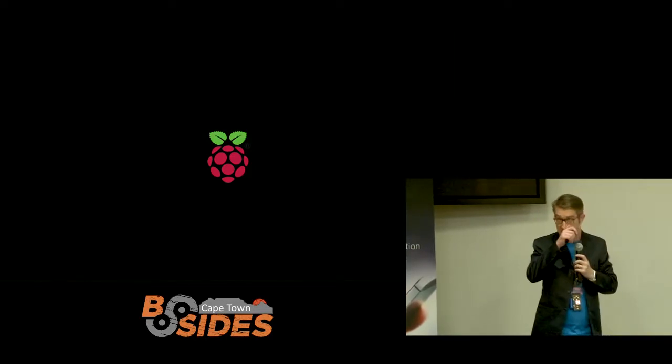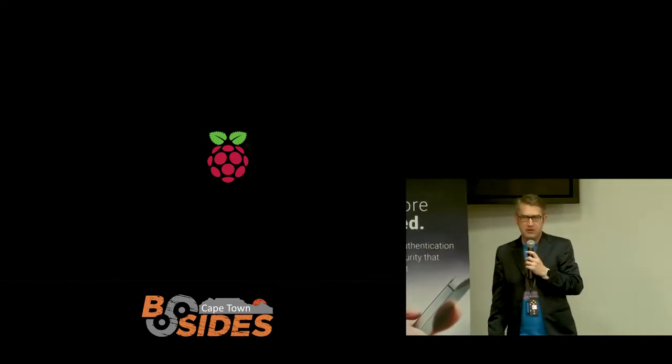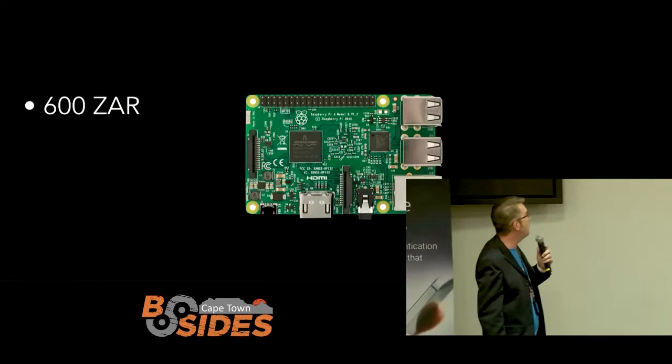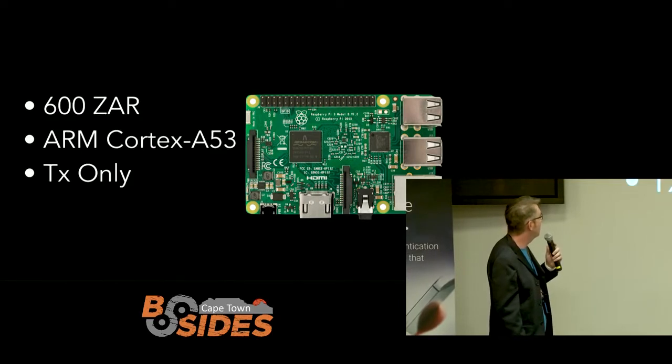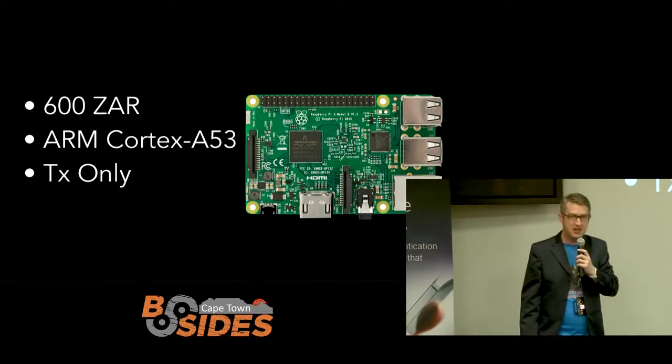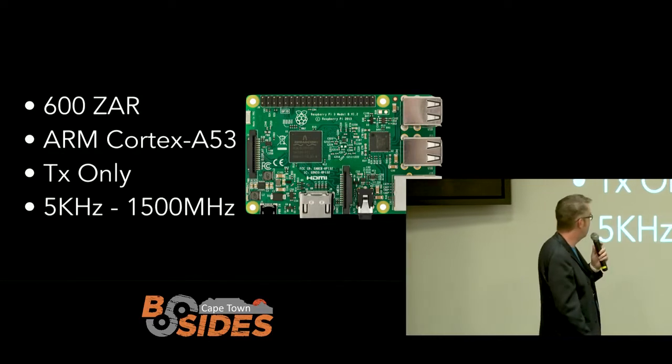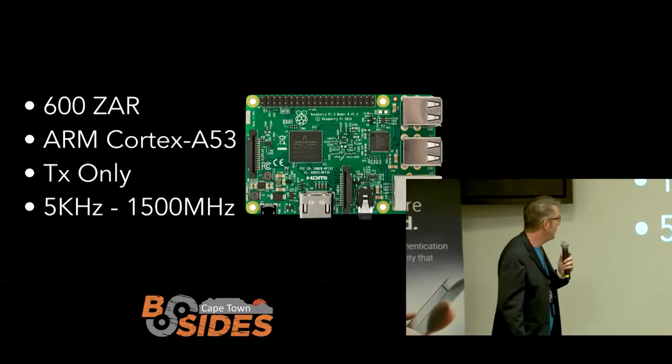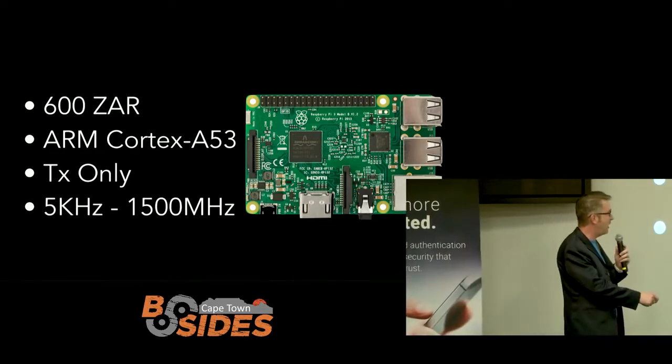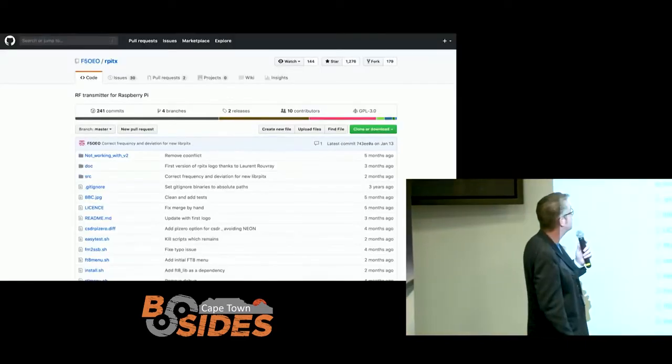Who here has a Raspberry Pi? Who does not? What is wrong with you? Why don't you have a Raspberry Pi? Okay, for those of you who don't know what a Raspberry Pi is, it's a credit card sized computer, about yay high, $600, cool little ARM processor, and did you know this? It's TX only, as far as I've been able to find out. Anyway, between 5 kilohertz and 1.5 gigahertz, which is actually quite impressive.